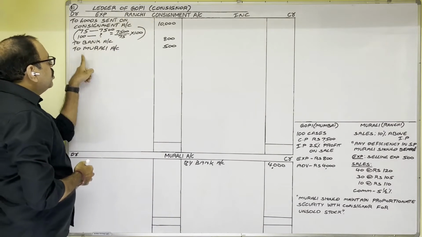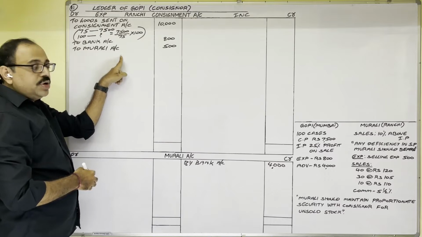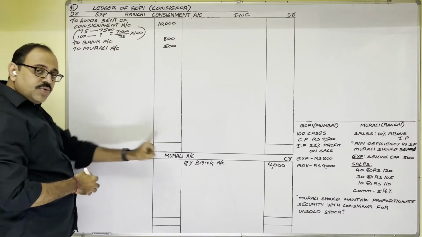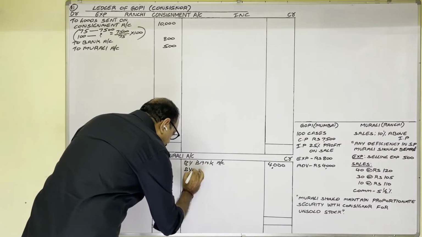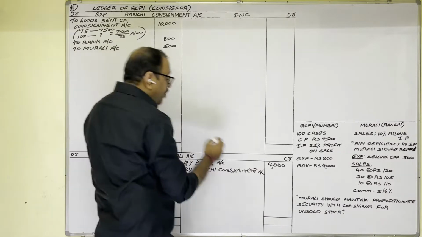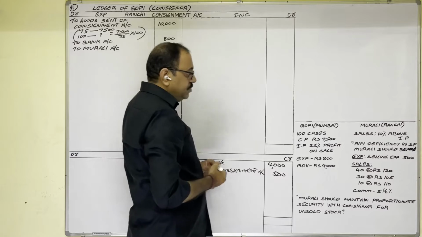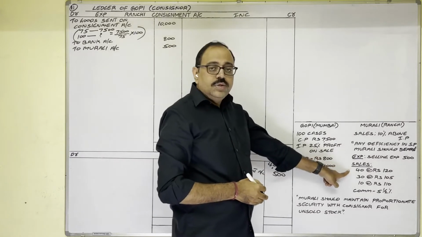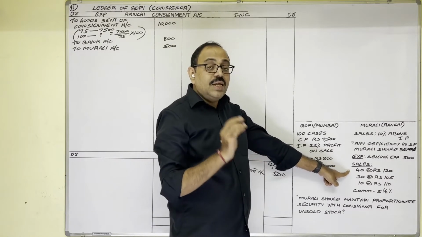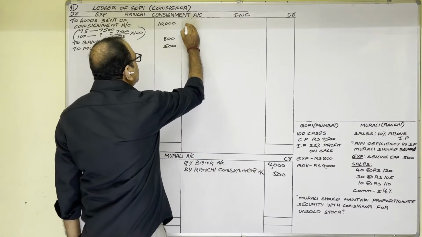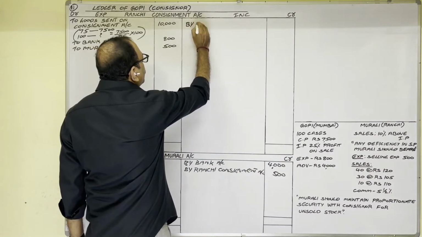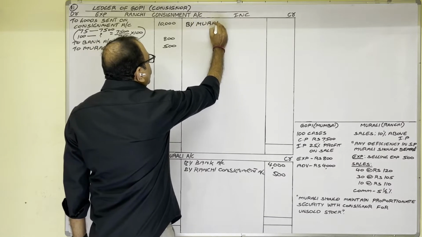Ranchi consignment account debit to Murali account. So in consignment account debit side, in Murali account credit side. Debit account name: by Ranchi consignment account, 500 rupees. Next, sales. For consignment business, sale is income, credit side we should write. Who sold these goods? Murali. Write down his name, Murali account.